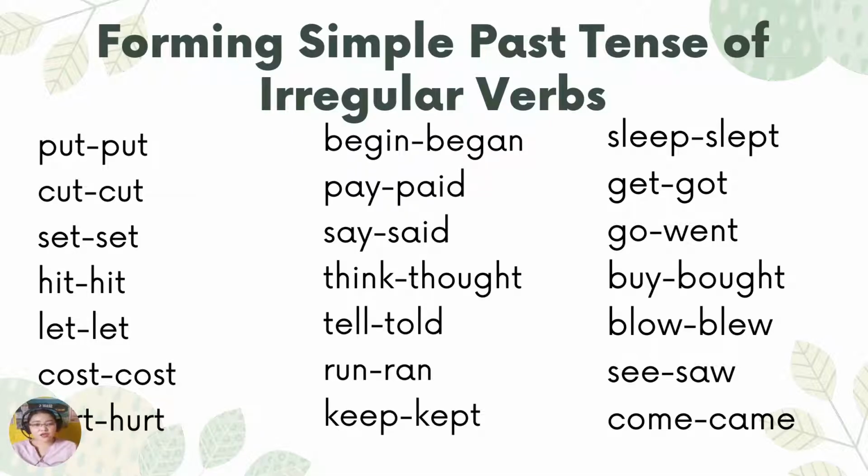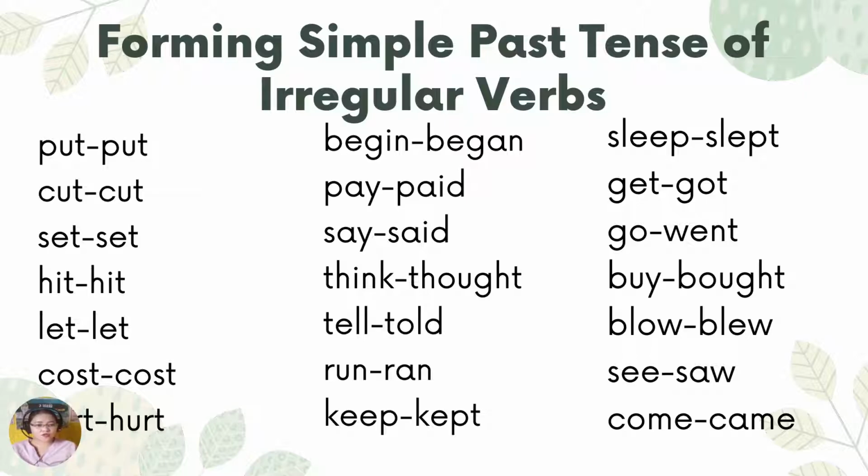Now, here in our second column, we have the examples of irregular verbs that we need to change their spelling from their present form to their past form. So we need to change the spelling, like begin, began, pay, paid, say, said, think, thought, tell, told, run, run, keep, kept.